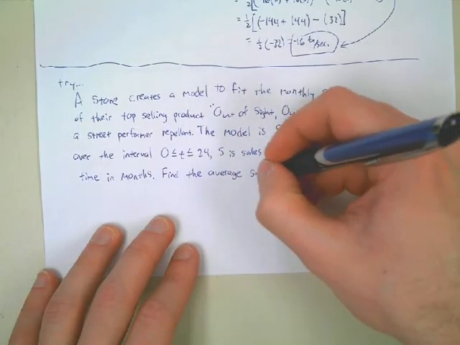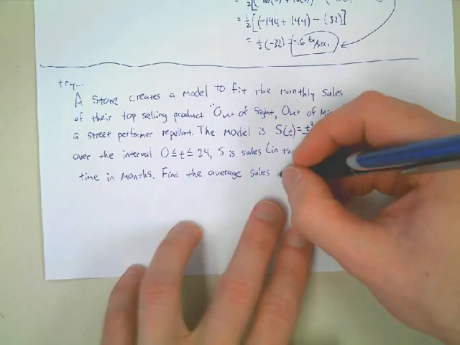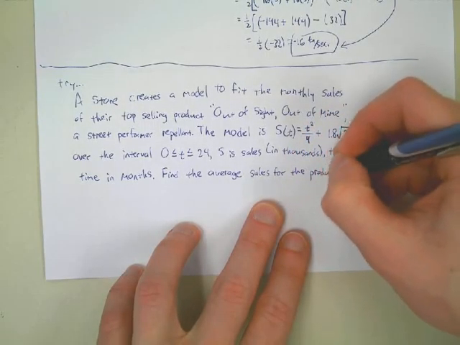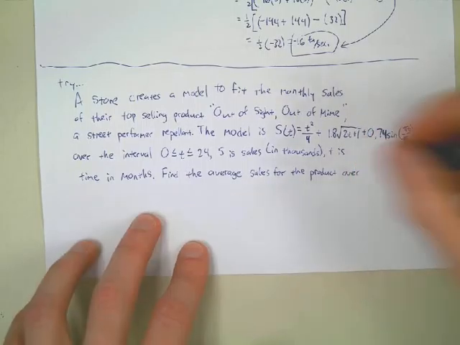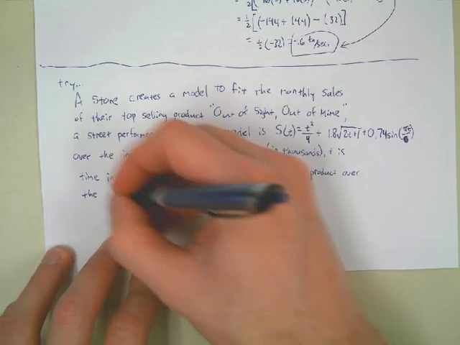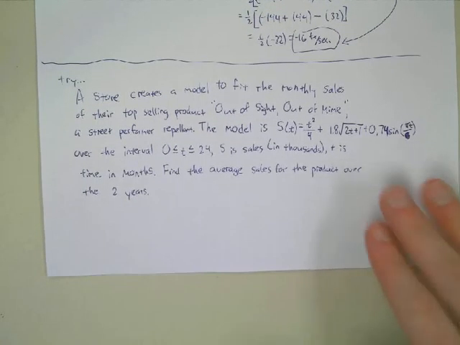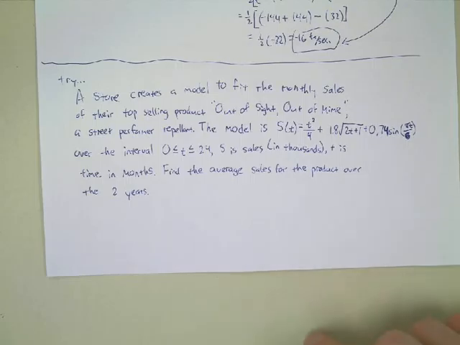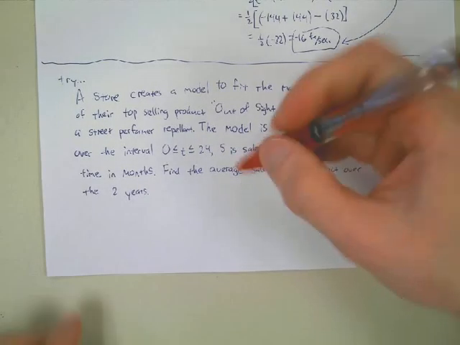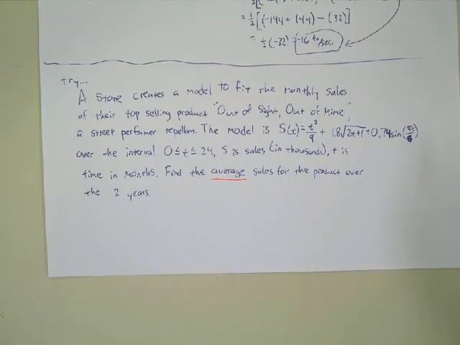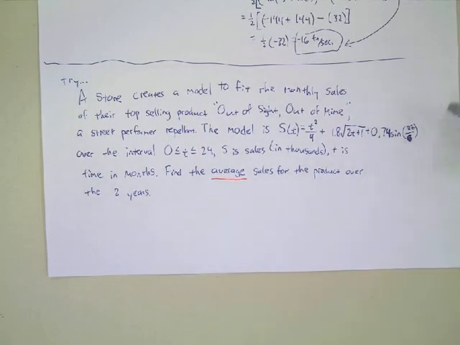for the product over the 2 years. Okay. Find the average sales for the product over the 2 years. All right. So there's that word average. We want to find the average sales for the product over the 2 years. What are we given? What is this S representing? Sales in thousands per month. T is time in months.